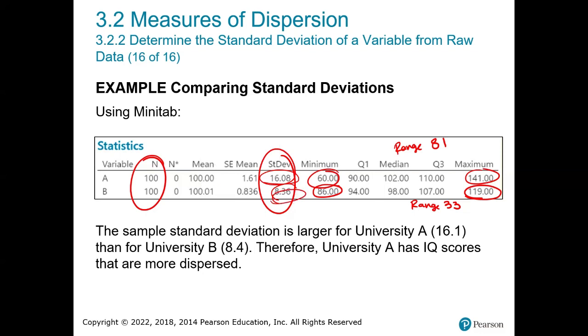Okay, so again, two different values that both determine dispersion: range and standard deviation. The larger your range and or standard deviation, the larger spread you have, or the more dispersed your data is. The smaller your range, the smaller your standard deviation, the less dispersed your data is.